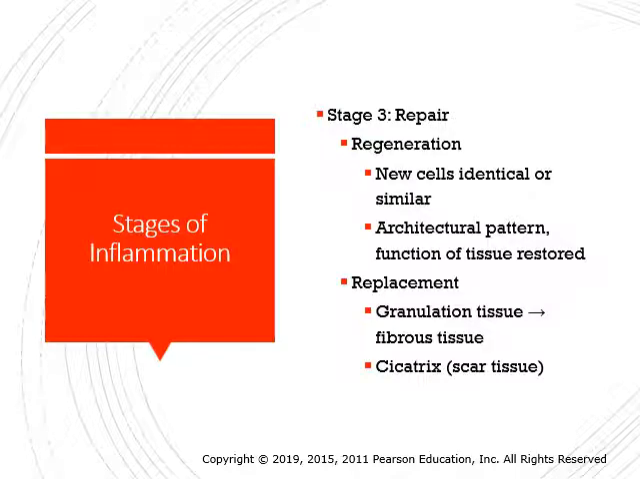All right, stage 3 is the repair stage. Cells are going to regenerate. New cells are going to be identical or similar to those that were injured, and the architectural pattern and the function of that tissue will be restored by the regeneration of those same types of cells. There could be replacement, so granulation tissue, as we talked about in wound healing, and also cicatrix or scar tissue could be the replacement tissue type.